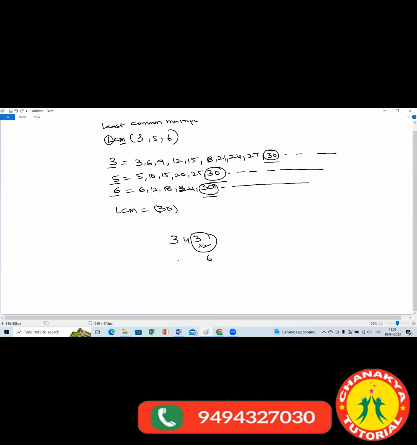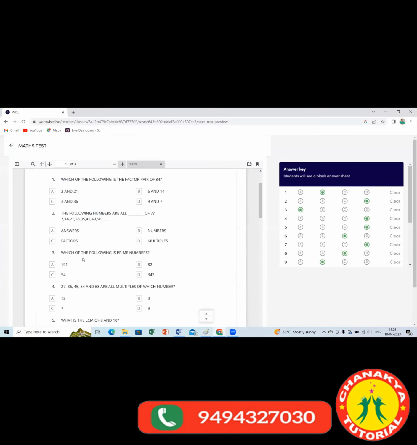So 3 twos are 6. So 34 minus 6. What is 34 minus 6, beta? 28. 28 is divisible by 7 table. 7 fours are 28, yes or no? So this is also not possible. Why? Because this is a 7 table. 7 is a factor to this number. That's why it is not a prime number.